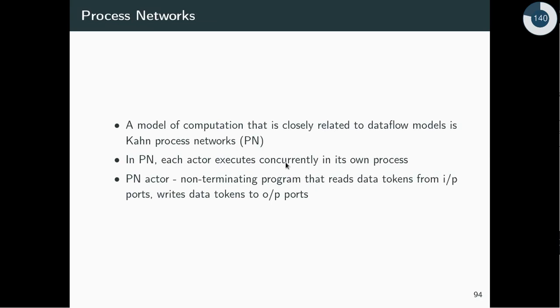Moving forward, now we will move to other models of computation outside DataFlow, which is called a process network. This is closely related to the DataFlow model, and it's usually called a CAN process network because it was proposed by CAN initially. In a process network, each actor executes concurrently in its own process. This is one important thing: each actor has its own process. Basically, it's a non-terminating program that reads data tokens from the input ports and writes data tokens to the output ports.